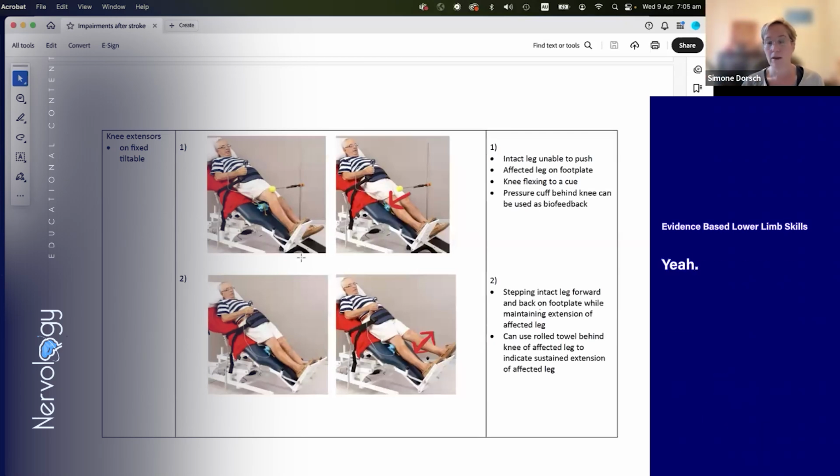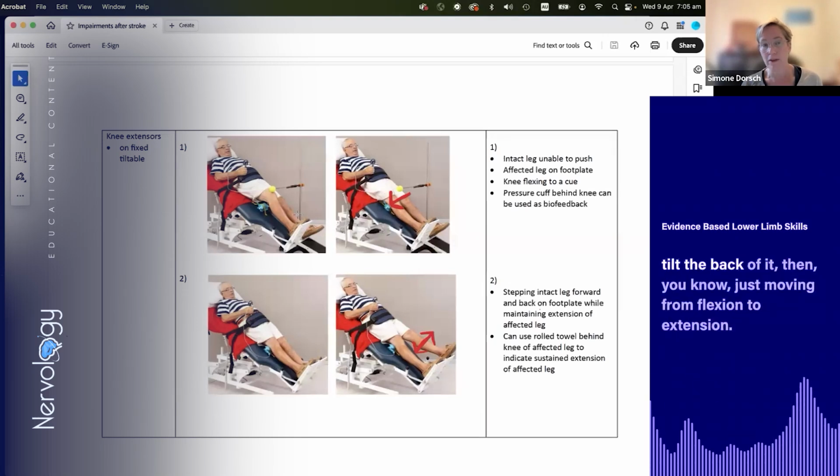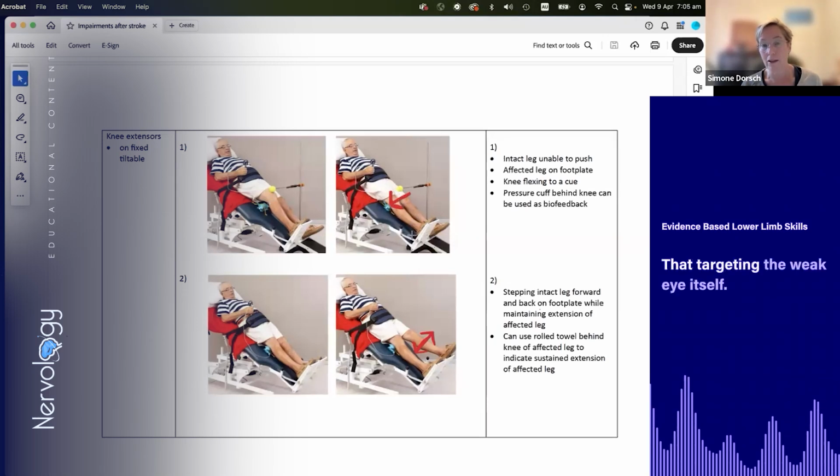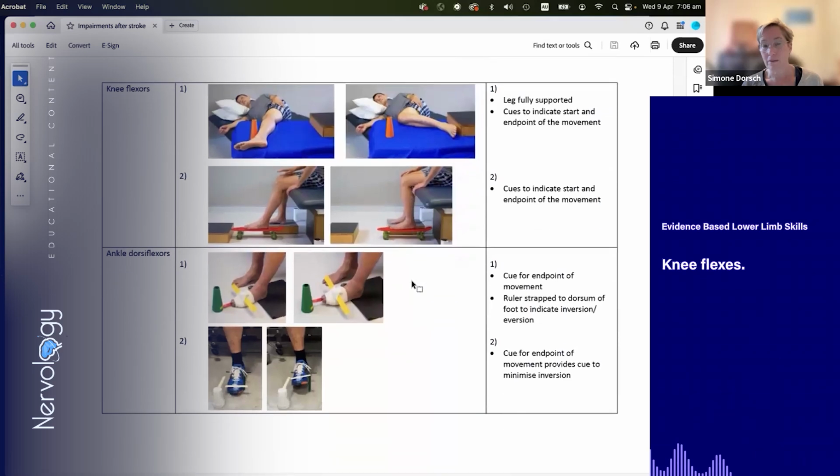If you have this type, a fixed tilt table where you can tilt the back of it, then you move from flexion to extension, targeting the weak leg by itself, holding the weak leg straight while you move the other leg, then the knee flexors, then the ankles.